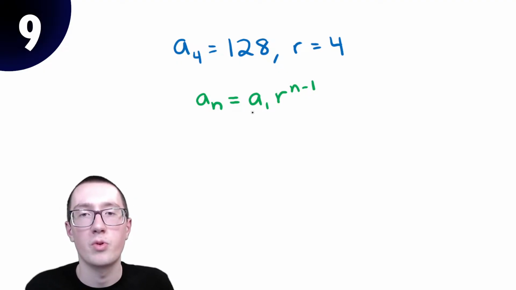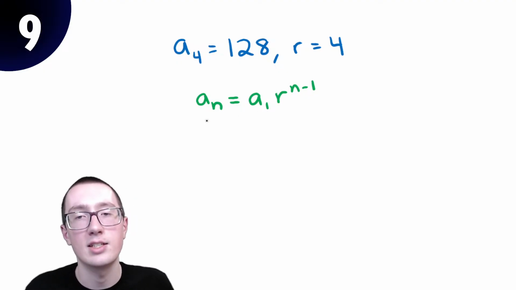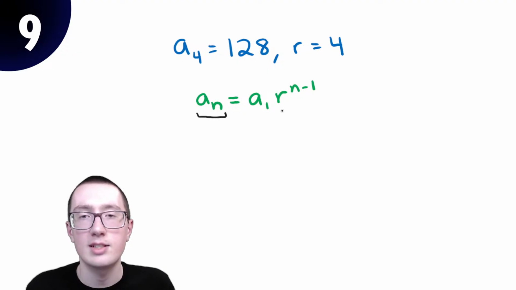So in this case, these stay the same. When we have our general equation for a geometric sequence, these are kind of like x and y, where they just stay the same.